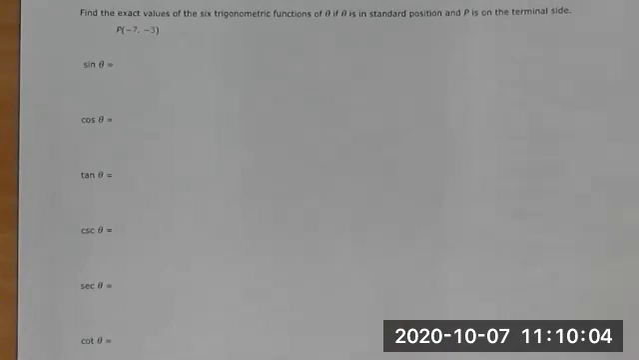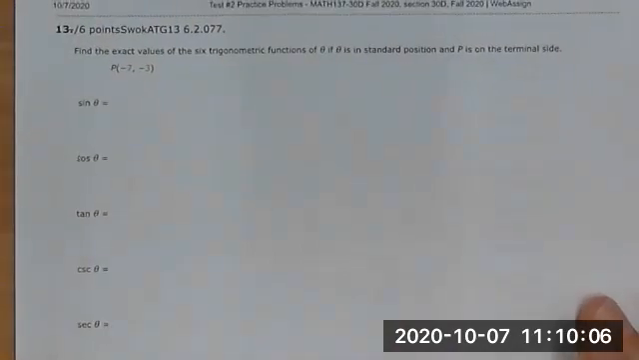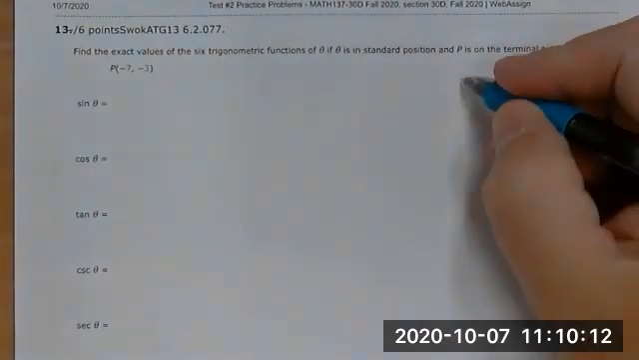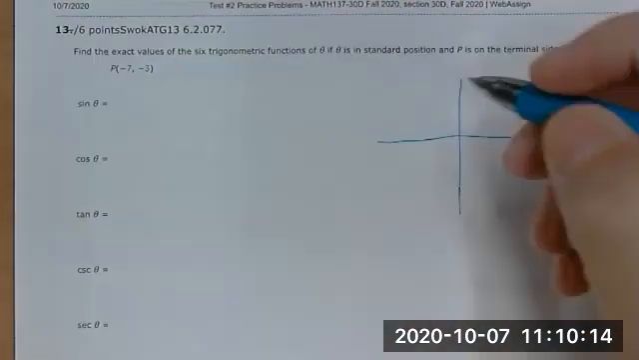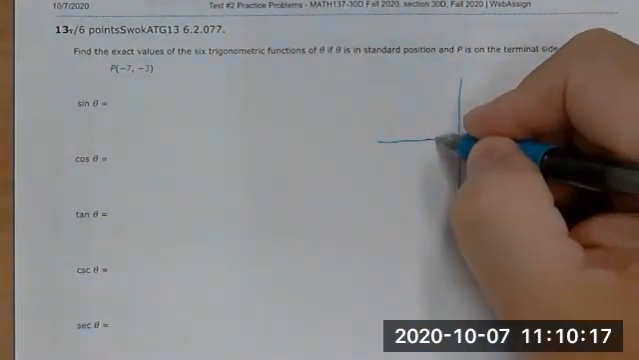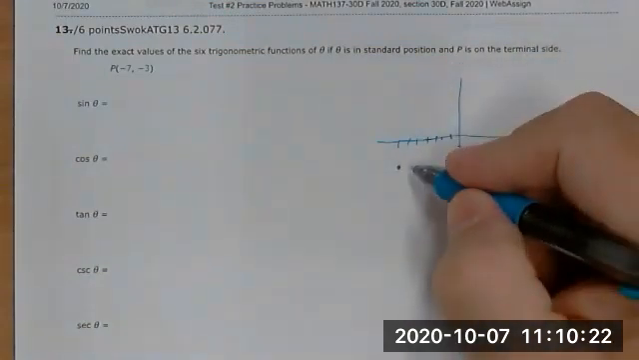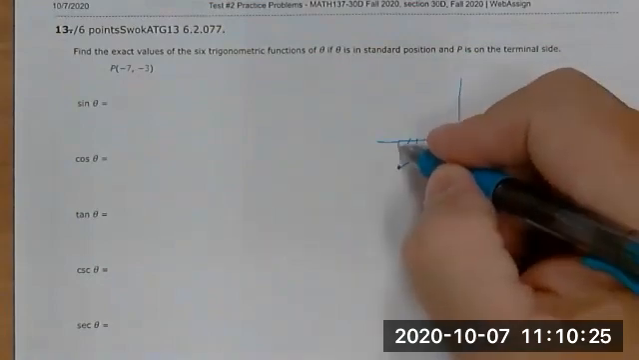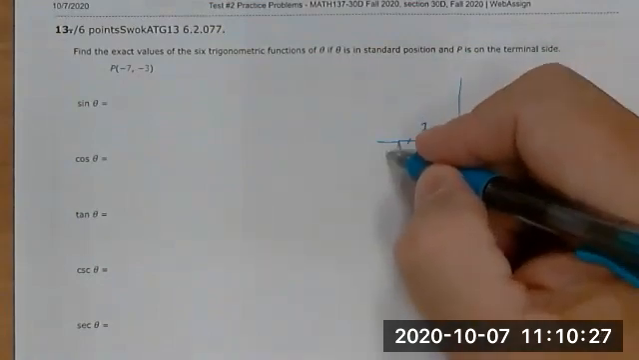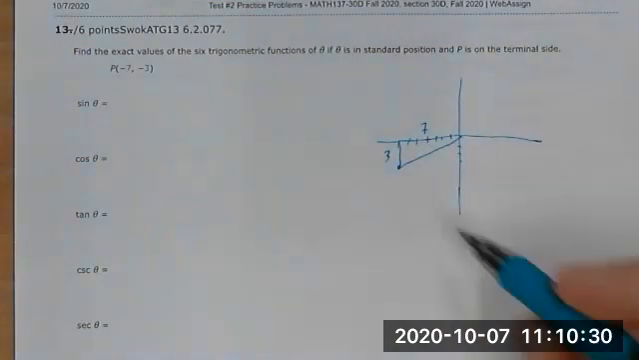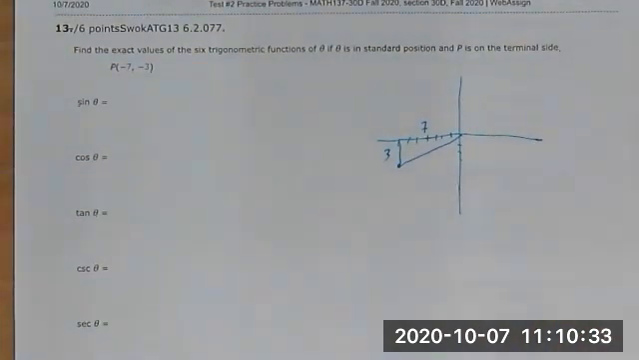Number 13. Actually, 13 is just like number 12. So I'm not going to work it, obviously. Here the point is -7, -3. So your point's down here. Here's your right triangle. This would be 7. This would be 3. Figure out your hypotenuse. You're in the third quadrant. It's just what I did.